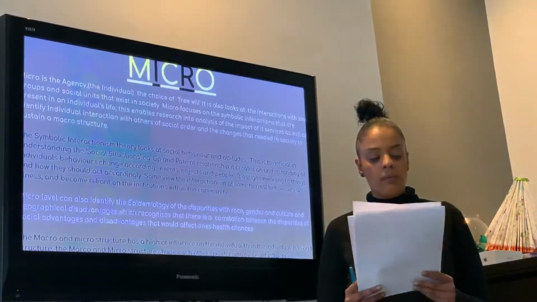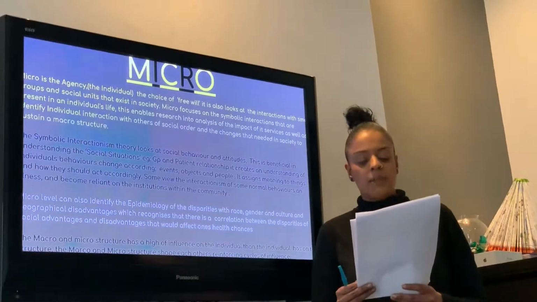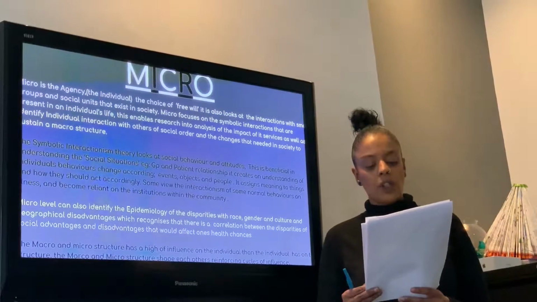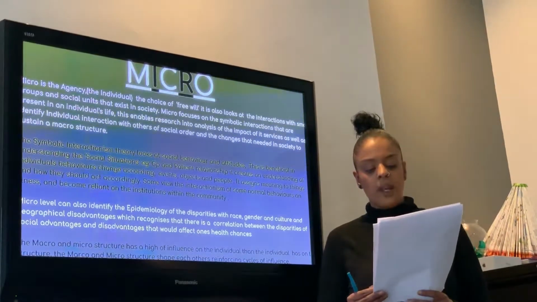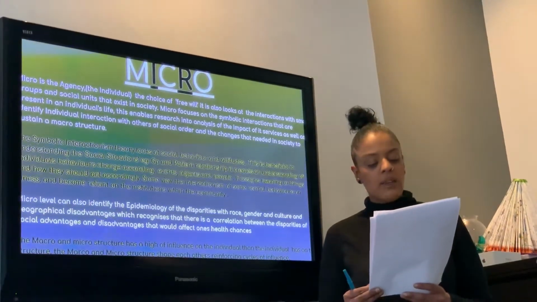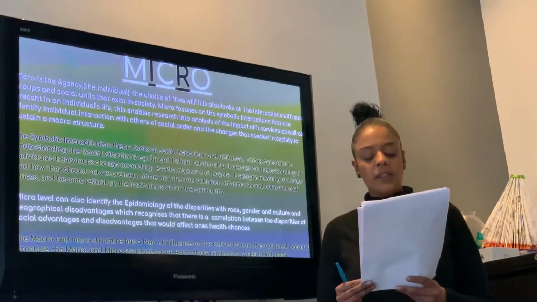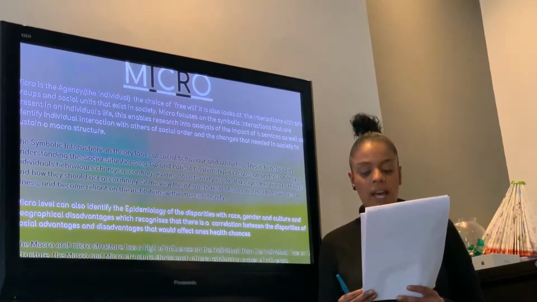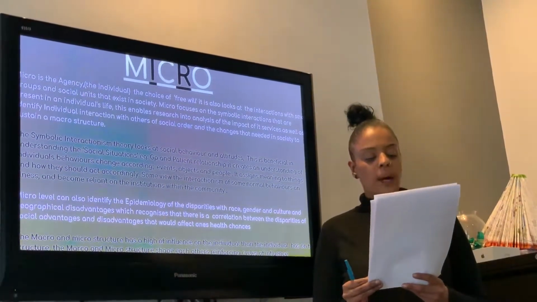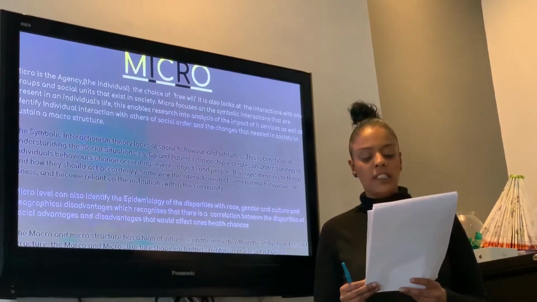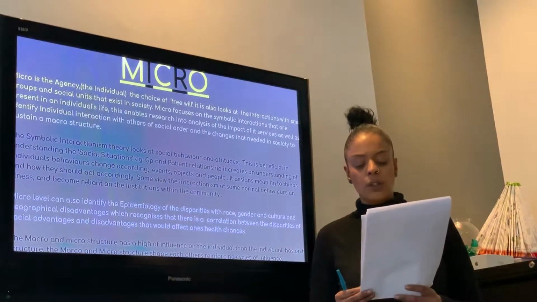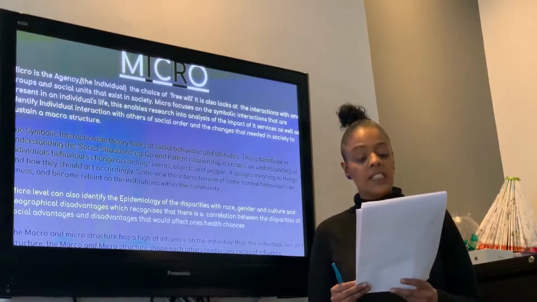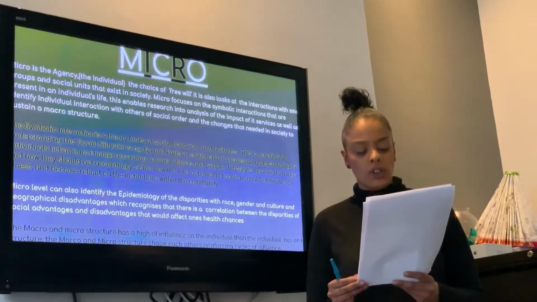Micro. The micro is the agency, the individual, the choice of free will. It also looks at the interactions with small groups and social units that exist in society. Micro focuses on the symbolic interactions that are present in an individual's life. This enables research to analysis of the impact of its services, as well as identify individual interaction with others of social order and changes that are needed in society to sustain a macro structure.